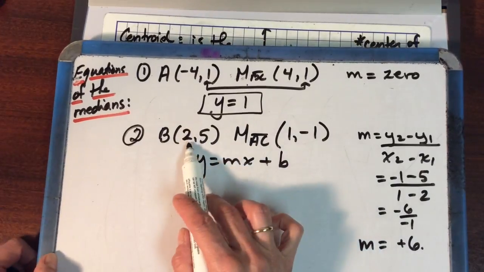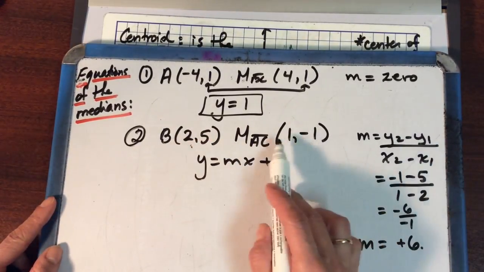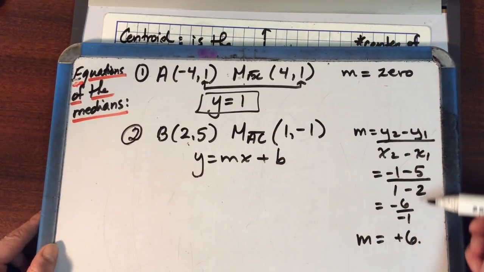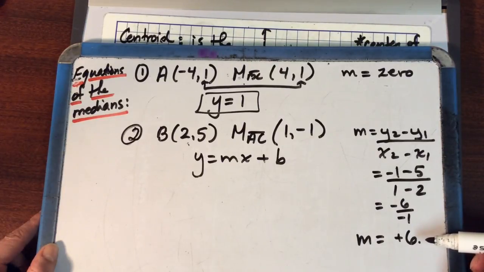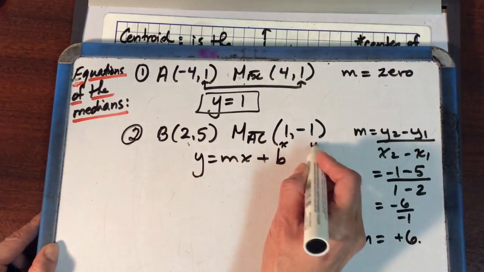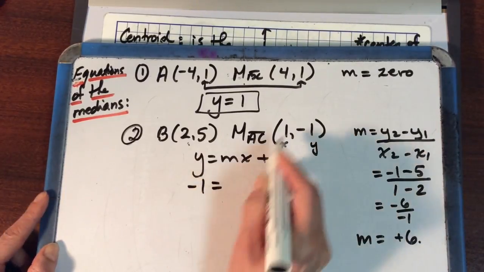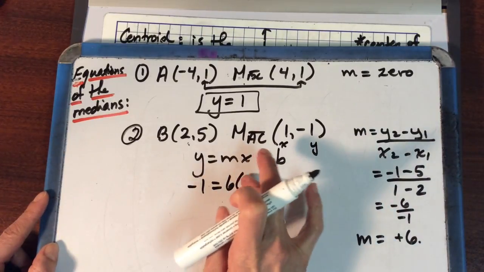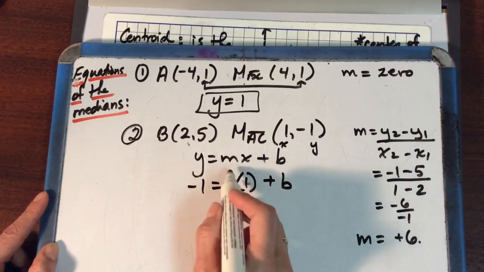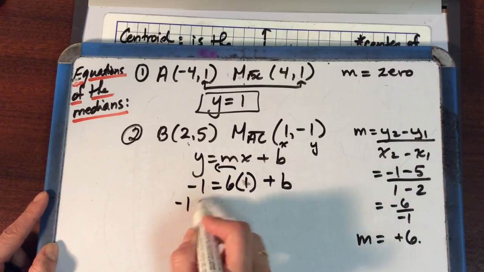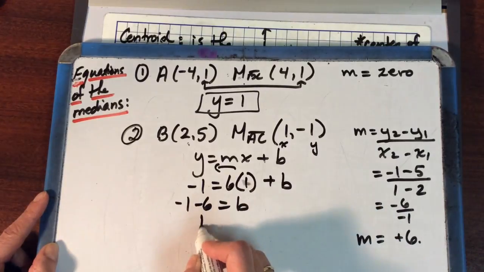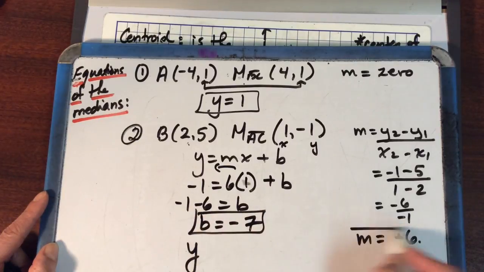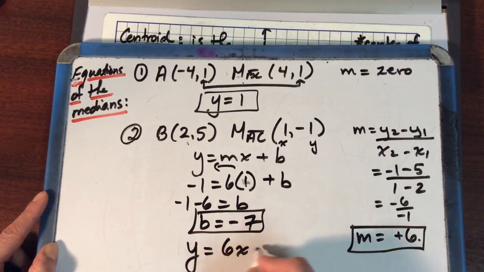Okay? With the second one, we have the point (2, 5) and the midpoint at (1, -1). Using the slope equation, we've gotten 6 for the slope. So now I can put in my x and my y and my slope. So y is -1, slope is 6. Put in the 1 here, plus b. Bring that to the other side. So -1 minus 6 equals b. And so b is equal to -7. And so our equation of the line is y equals 6x minus 7.